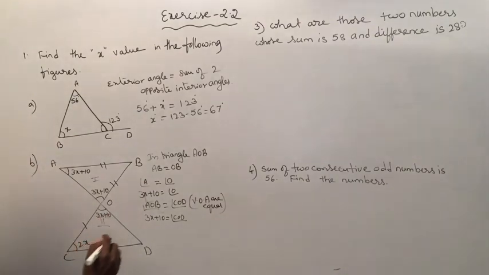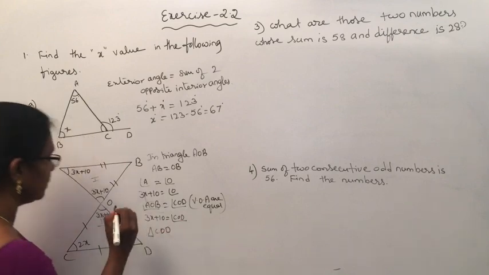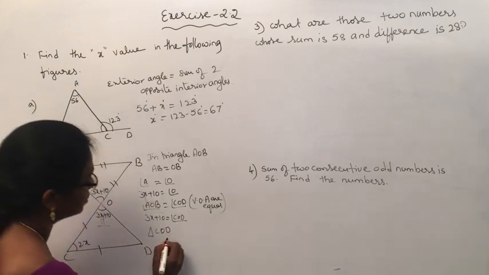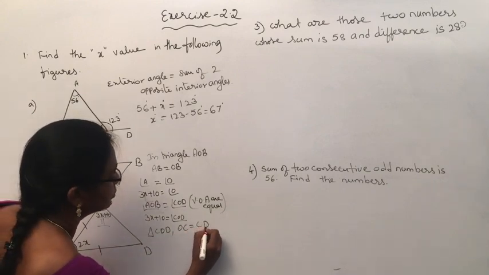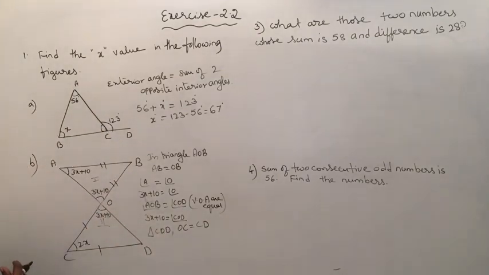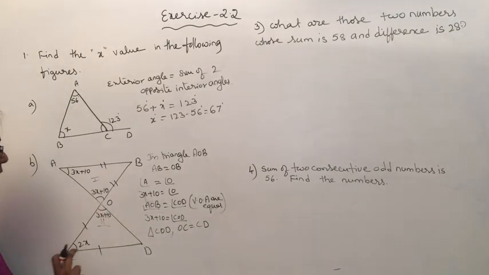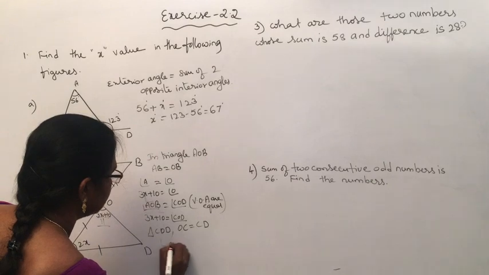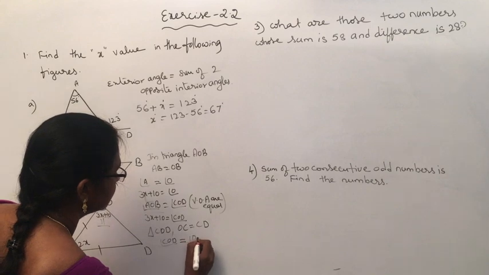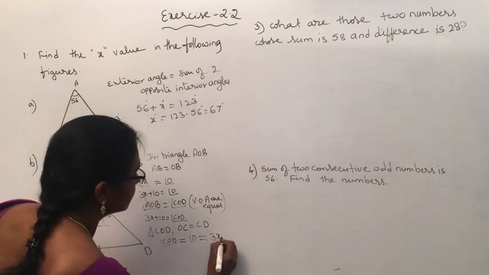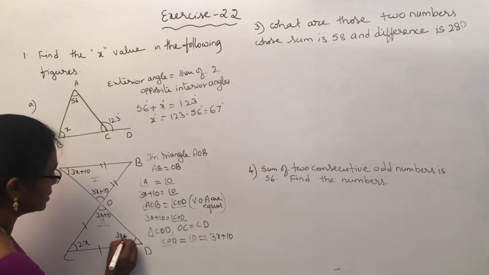Next, in triangle COD, now we have to take COD. OC is equal to CD. Then it is an isosceles triangle. In an isosceles triangle, what is the property? The angles opposite the equal sides are equal. Then angle COD is equal to angle D, which is 3x plus 10. Now this angle is 3x plus 10.